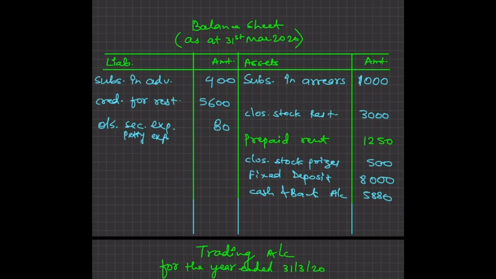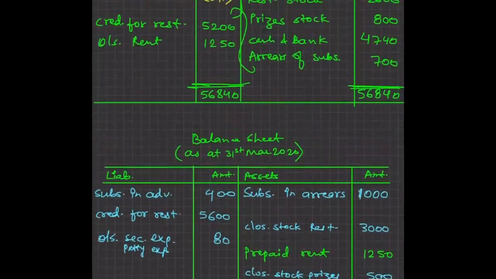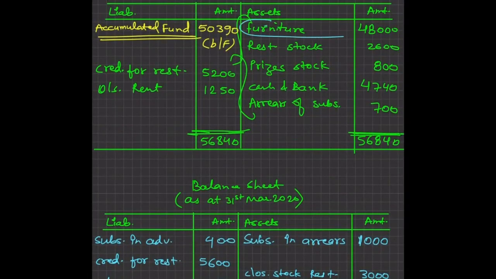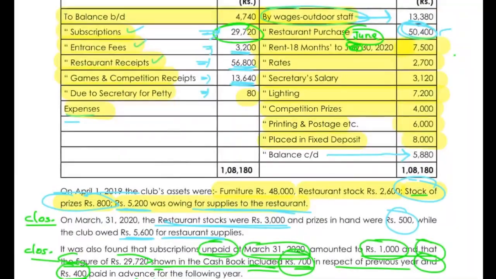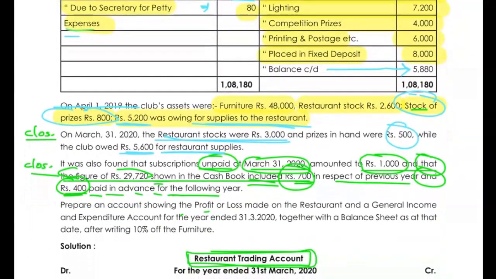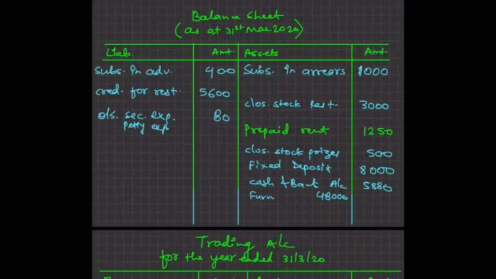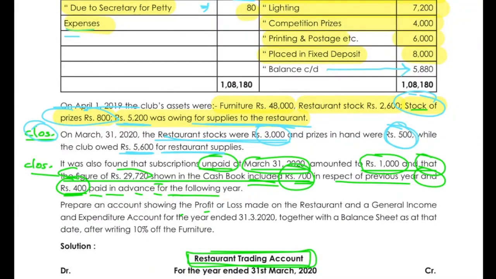Now just check that every item is incorporated from the opening balance sheet. So we had our furniture of 48,000. So here I will also write the furniture 48,000. Is there any adjustment given for the furniture? Now see, on the closing, you have restaurant stock of 3,000, which we have considered in the accounts. And here also I have written in the balance sheet 3,000. This is done. Then we have prices in hand of 500, that is also mentioned. 5,600, which is owing to the restaurant supplies, that is also done. Subscription adjustment is also done over here.